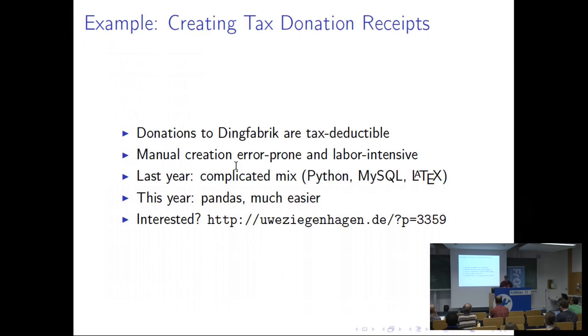OK. Another example, not from my business job, but from my duties as treasurer of Dingfabrik. Well, we're in Germany. Donations to Dingfabrik are tax deductible. So at the end of the year, everybody from our members wants to have a sheet which says, hey, Uwe has provided 200 euro to Dingfabrik, and he's able to put this on his tax declaration. If you do that manually, it's really error prone. It takes a lot of time because we have about 100 members, and you cannot do that manually.